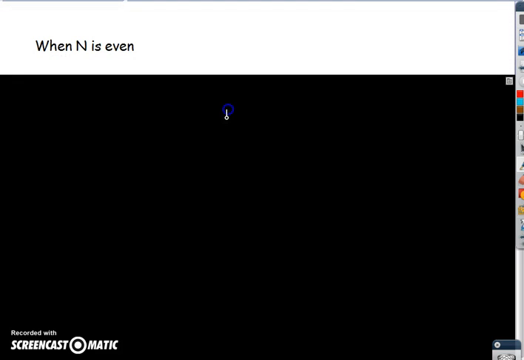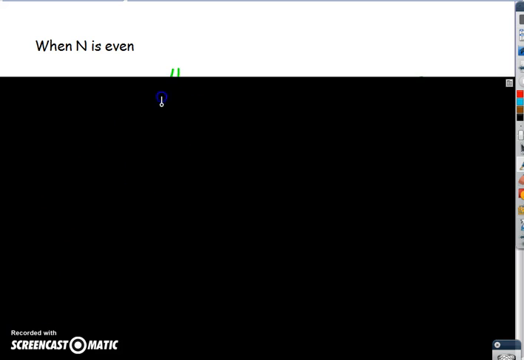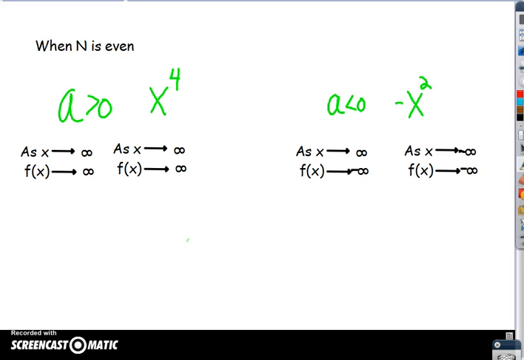Now, when n is even, we have the following situations. We have a being positive again, and a being negative. So an example of an even exponent, like x to the 4th, x to the 6th, x squared. So if it's even, whatever you put in the positive, take it to an even power, you get a positive. You put in a negative, take it to an even power, you get a positive back. Because a negative to the 4th power, or at any even power, is going to give you back a positive.